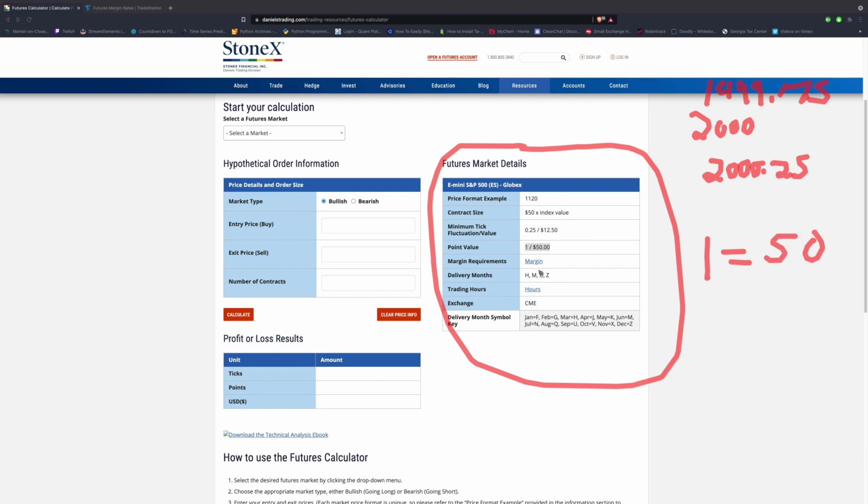And this table also tells me delivery months, which has to do with contract rollover, and the delivery month symbol key, which tells me if I see ESU 21, which is the front month contract that we're currently trading, that this U corresponds to September. And we'll get into contract rollover here in a second.